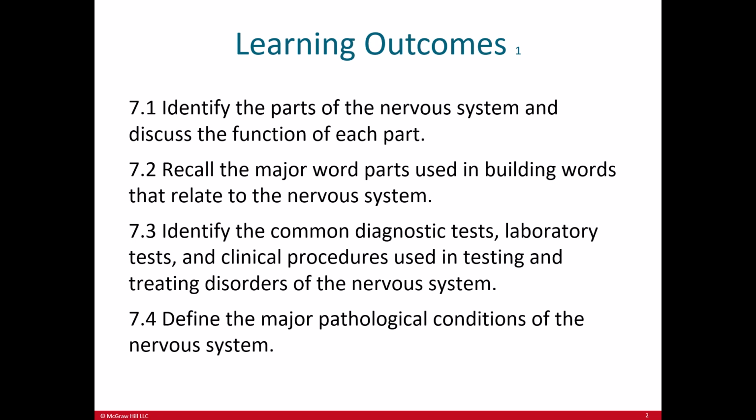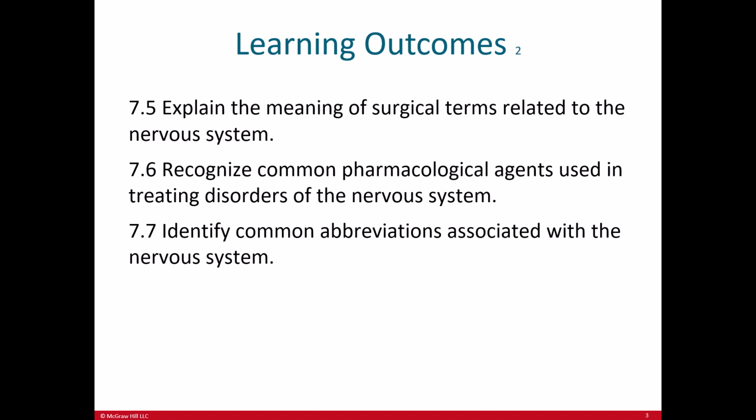7.3, identify the common diagnostic tests, laboratory tests, and clinical procedures used in testing and treating disorders of the nervous system. 7.4, define the major pathological conditions of the nervous system. 7.5, explain the meaning of surgical terms related to the nervous system. 7.6, recognize common pharmacological agents used in treating disorders of the nervous system. And finally, 7.7, we will identify common abbreviations associated with the nervous system.